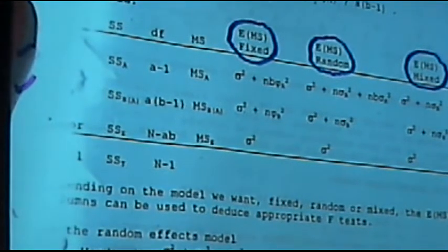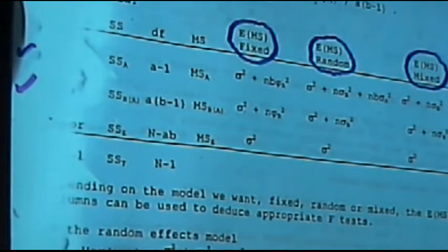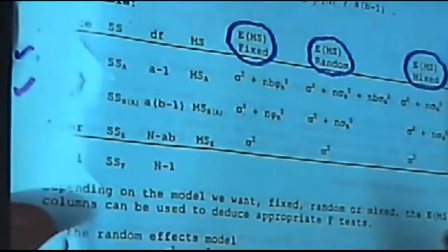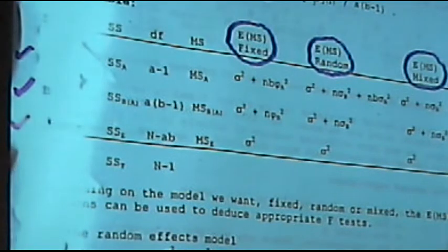And then finally, in the case of the mixed model, we have these expected mean squares, and when we look for denominators, you can see, well, to test A, you've got to use B within A, and to test B, you've got to use the error. So again, by inspecting these expected mean squares in the three cases, you can deduce the proper F ratios to use in testing the hypotheses.